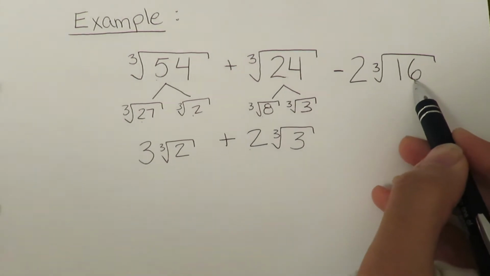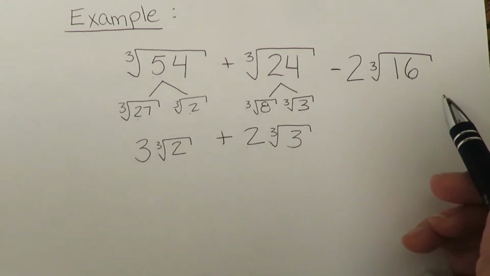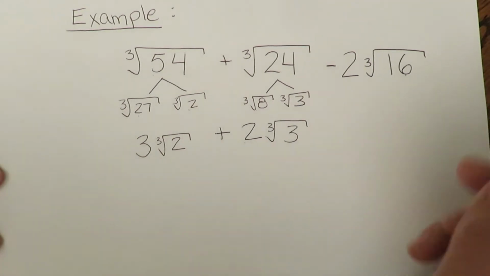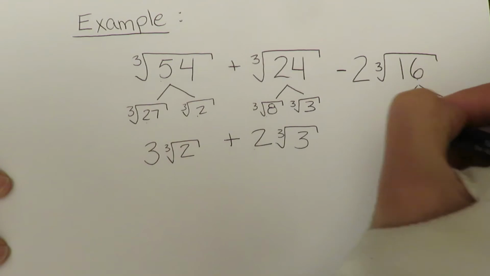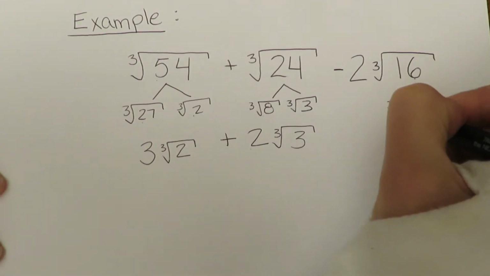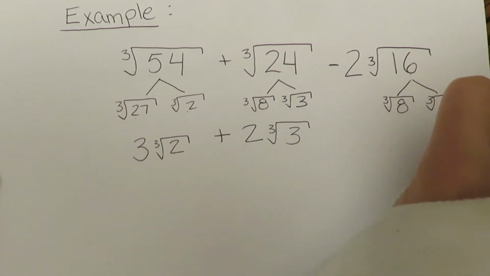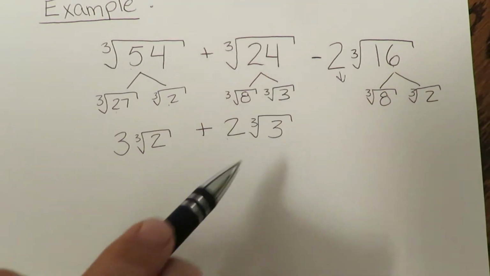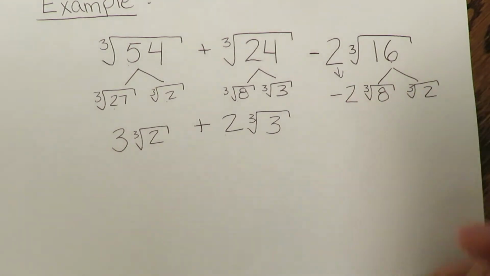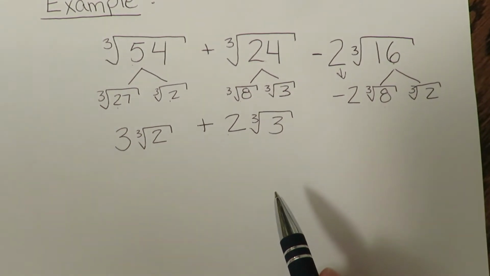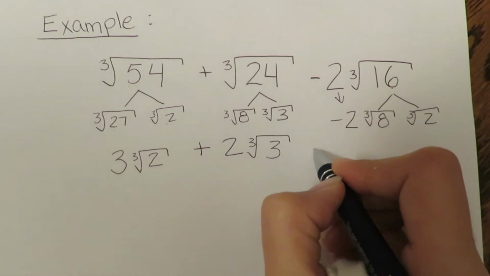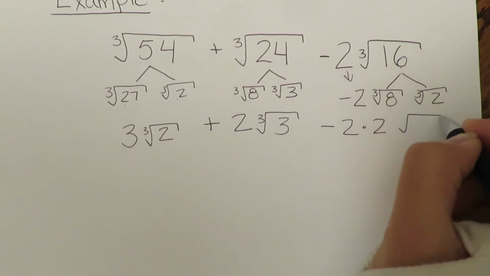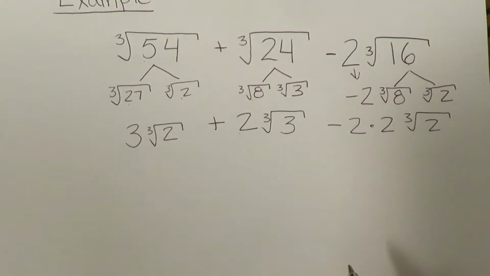Going over here, is there a perfect cube that will come out of 16? Well, I start by trying again. 2 times 2 times 2 is 8, and 8 is a number that will come out of 16. So I can break that down as the cubed root of 8 times the cubed root of 2, again because 8 times 2 is 16. Don't forget to bring down that big number in the front, so that's -2 times this whole thing. If I rewrite this and simplify this out, I have -2 times cubed root of 8, which was just 2, and the cubed root of 2.